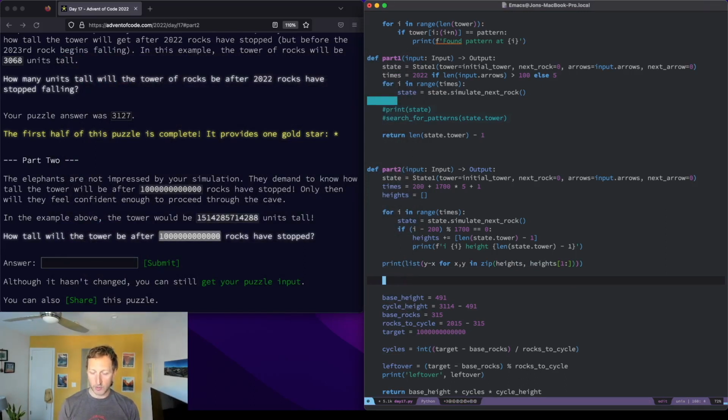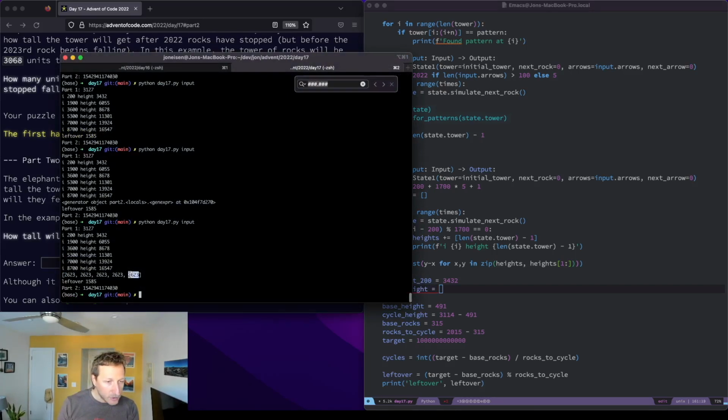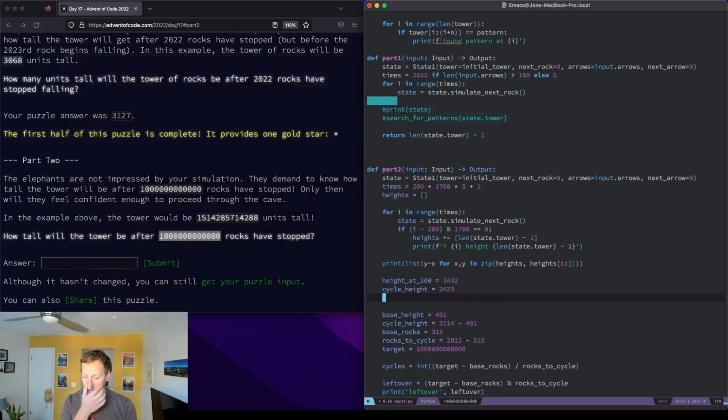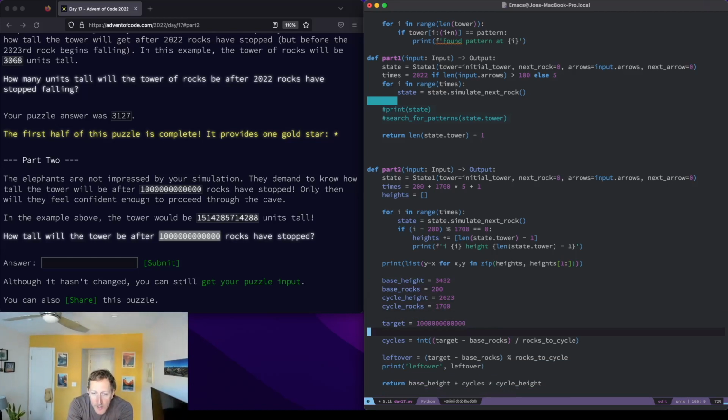So base height at 200 rocks is 3432. Cycle height is 2623, and cycle rocks is 1700. Base rocks equals 200. Now we just remove these, and now we have target minus base rocks over cycle rocks, with the leftovers going to be 0 because we proved that.